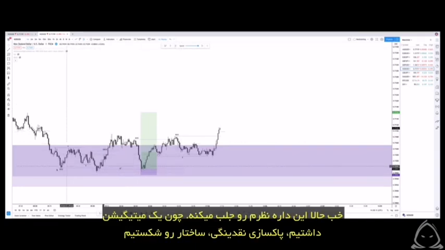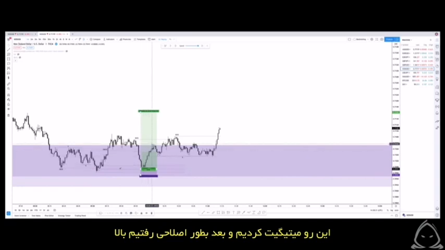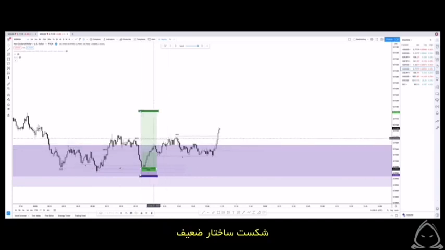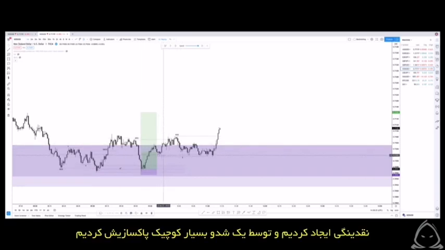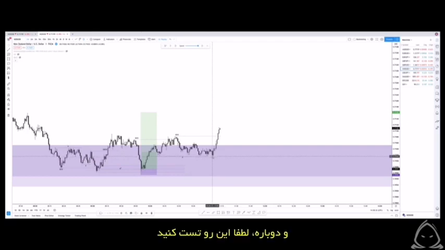Because we've had a mitigation here, a sweep of liquidity. We've broken structure. We've come back, we've mitigated this, we've then correctively gone up, weak break of structure, we've dumped some liquidity, and then we've swept these equal lows, only by the tiniest wick, but these are the sort of important details you need to pay attention to. And again, please test this, but it's really powerful.